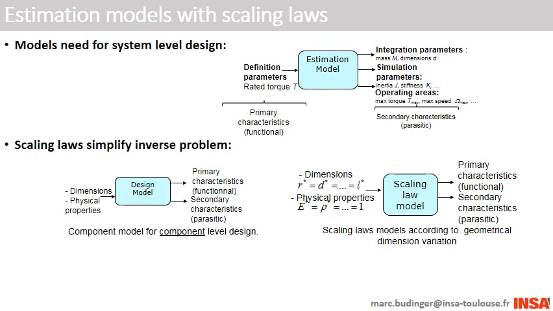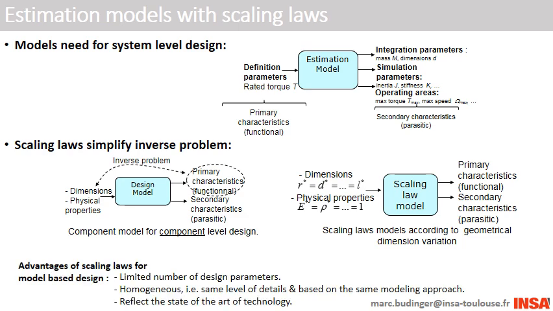Scaling laws reduce the complexity of the inverse problem by using two modeling hypotheses on the input parameters. First, every material's properties are supposed to be identical to the ones of the reference component. Secondly, some dimensions vary in a homothetic way and can be expressed as scaling laws equal to the variation of one dimension, here L star. Because the number of input parameters has been reduced, it is easier to give the relations that link the useful parameters for the design phase to a small number of key parameters called definition parameters.